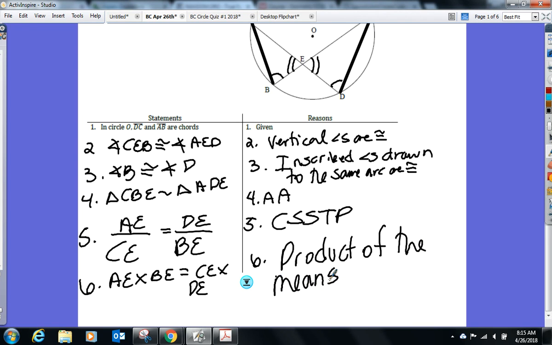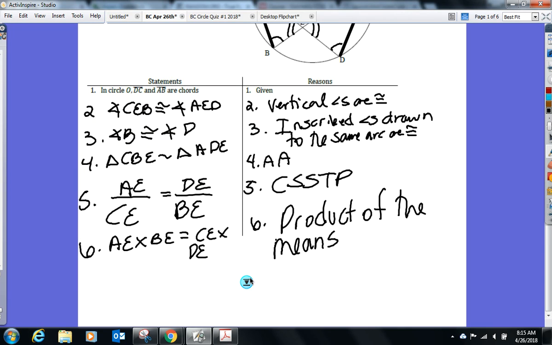It's bad? Why not? You have to actually look decent, I know. Means equals product of the extremes.